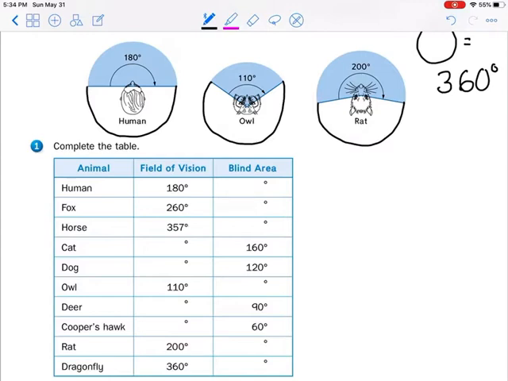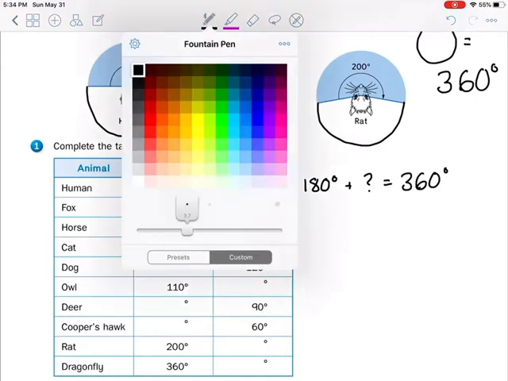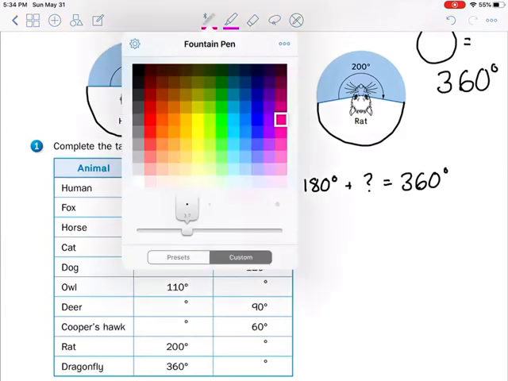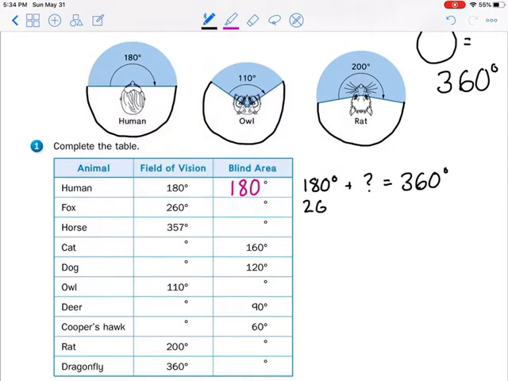So it says a human, their field of vision is 180 degrees. They want to find out the blind area. So 180 plus an unknown value equals 360. Well, I know that 180 plus 180 equals 360. So their blind area in a human is exactly half. Okay, so for a fox, they have 260 degrees of field of vision, plus, I'm going to do a B for blind area for my unknown value, equals 360. Well, I know 260 plus 100 would give us 360.